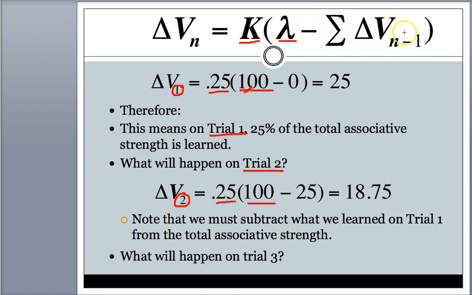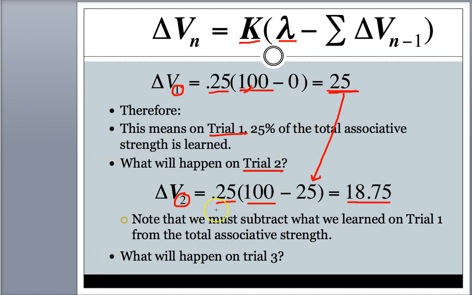And now we need to subtract from lambda what we learned on all the previous trials. Well, we've only had one previous trial. 2 minus 1 is 1. So what did we learn on trial 1? We learned 25 units of associative strength. And so we bring that 25 down here and plug it in here because that's what we've learned on the previous trial. We now say 100 minus 25 is 75 units are left. What's left to learn? 75 units of associative strength. And we're going to learn 25% of that. And when you do 25% of 75, you get 18.75. So on trial 1, we learned 25%. On trial 2, we're learning 18.75% because there's a smaller total.